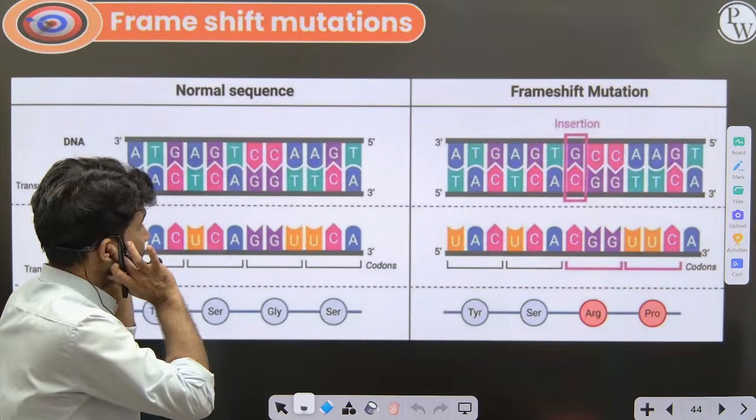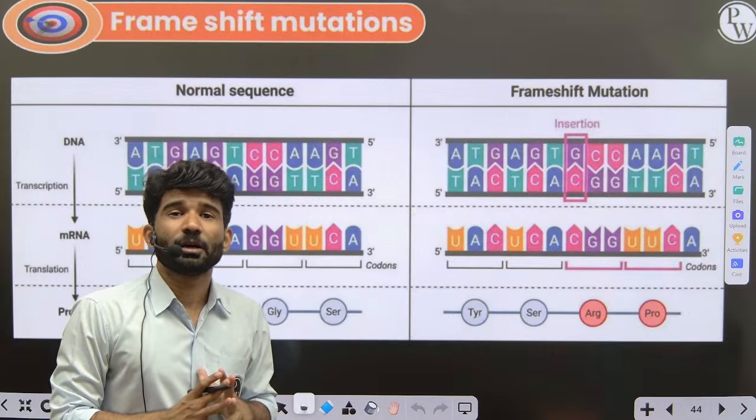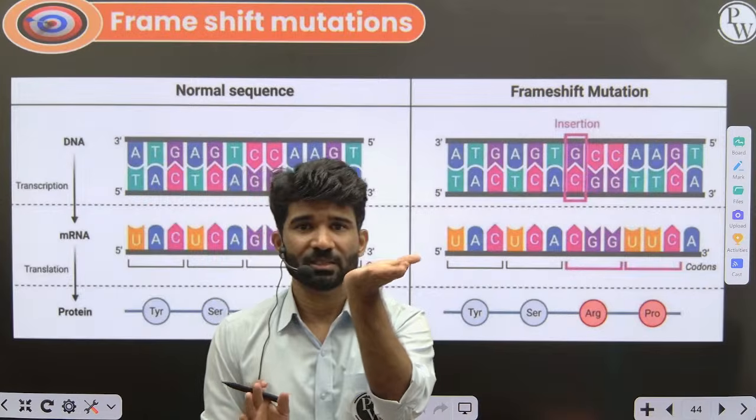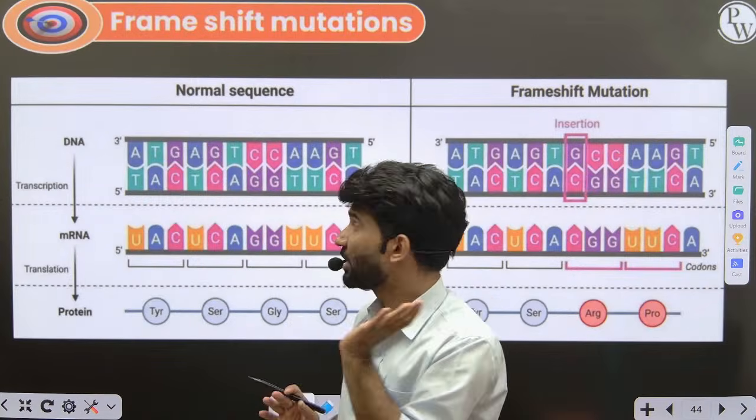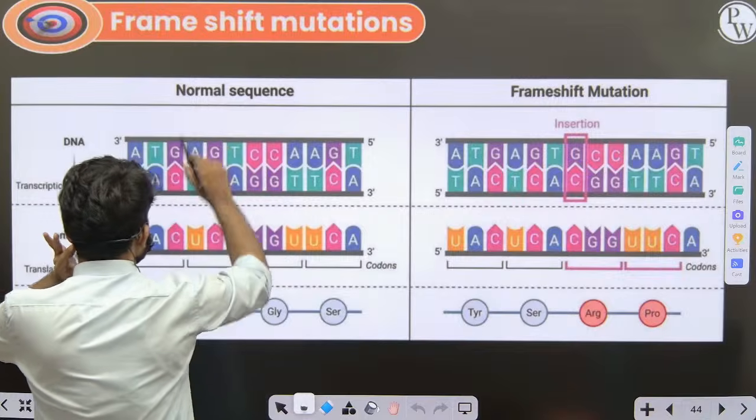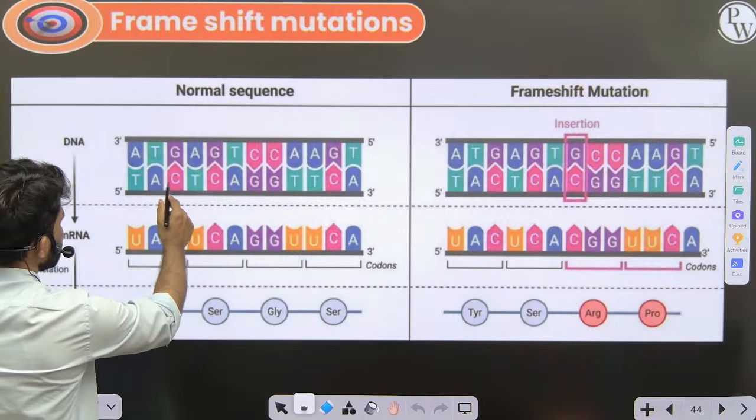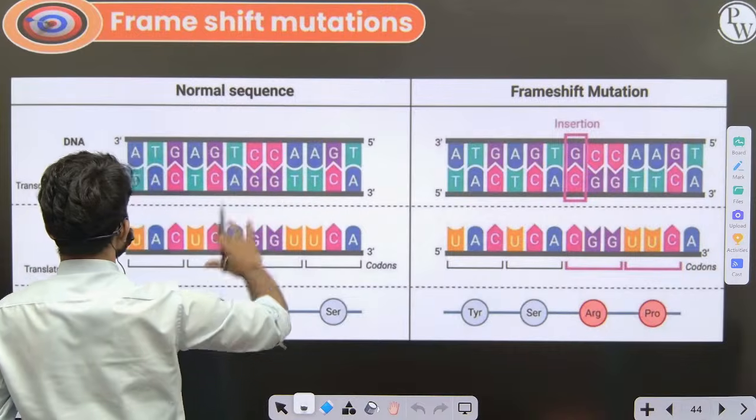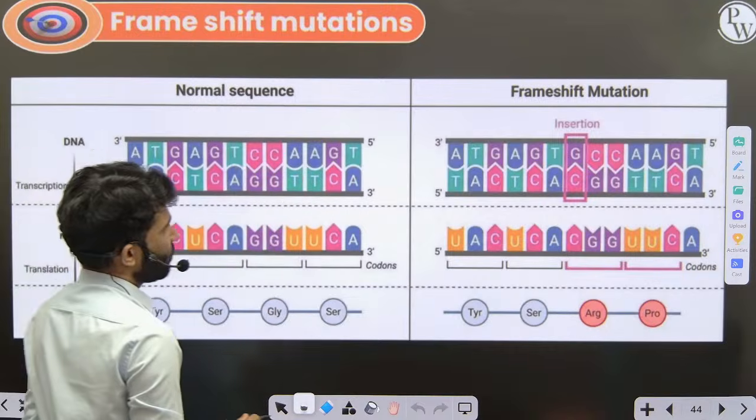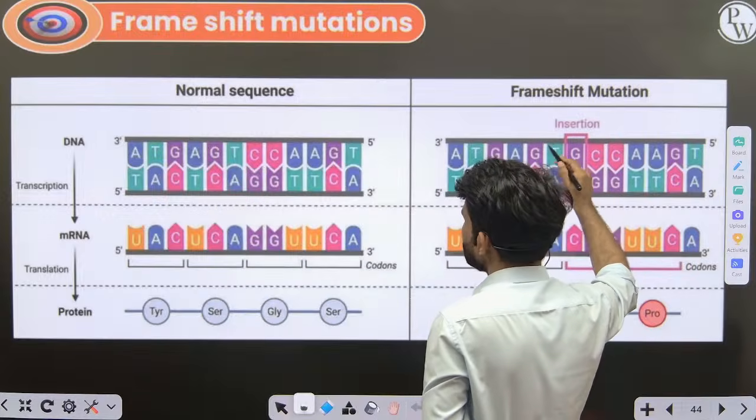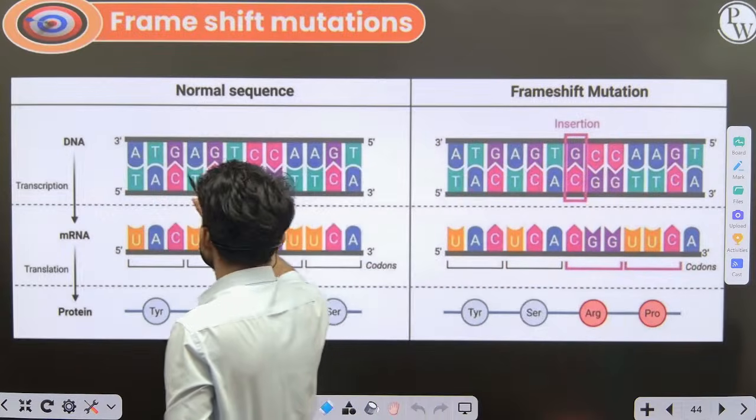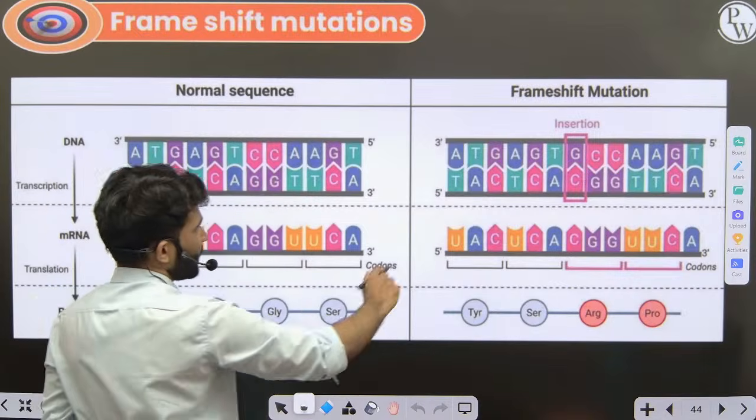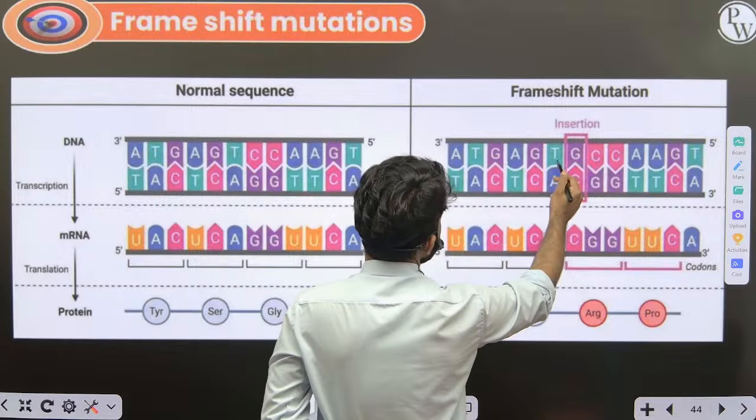So the next example is that of a frame shift mutation. The name itself is frame shift mutation. What happens here? This is the normal sequence, A, T, G, A, G, C, a particular sequence of a DNA. What happened here? Due to an insertion, after A, T, A, G, T, here it is A, T, G, A, E, T.